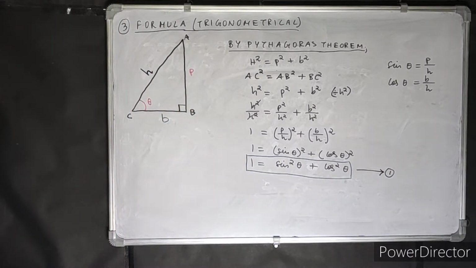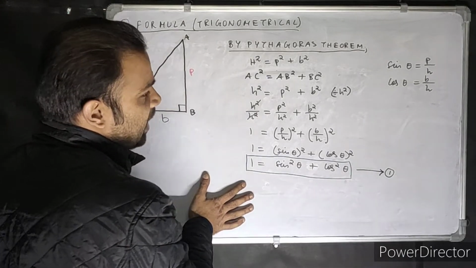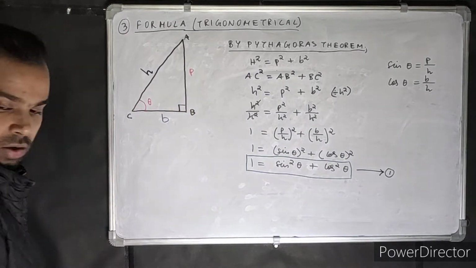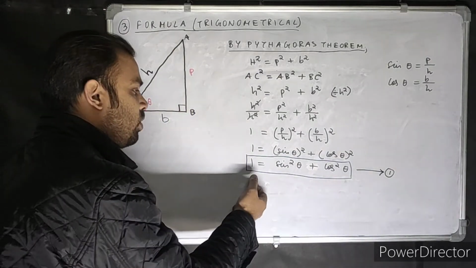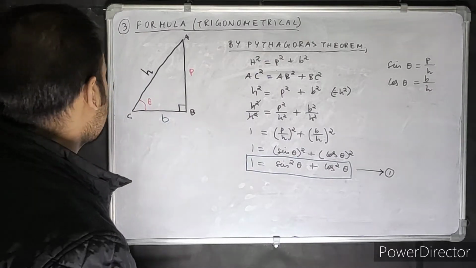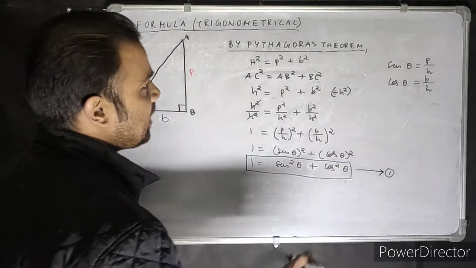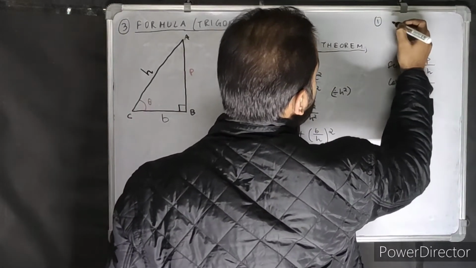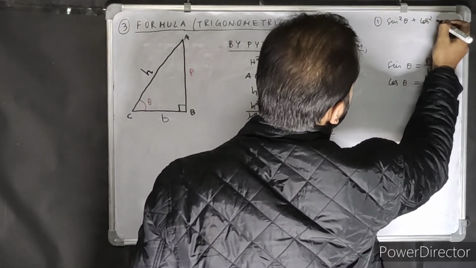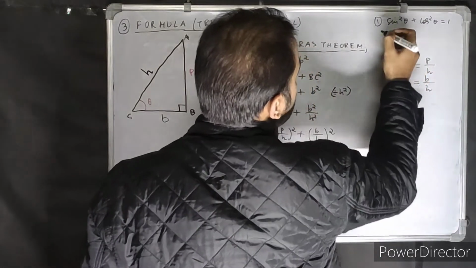Okay, so let's go on to the second formula. That's your first formula. That's how I have derived it. That's how you can derive the first formula. You don't have to derive it. You just have to remember the formulas. This is your first one, number 1. I forgot to write the formulas actually. Number 1 is sine square theta plus cos square theta is equal to 1.